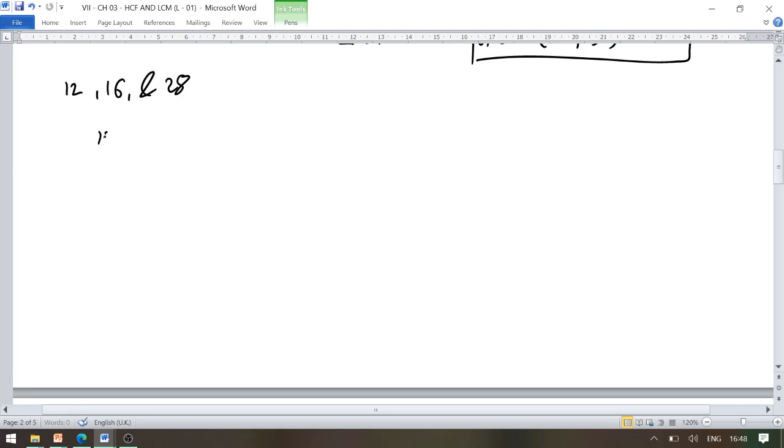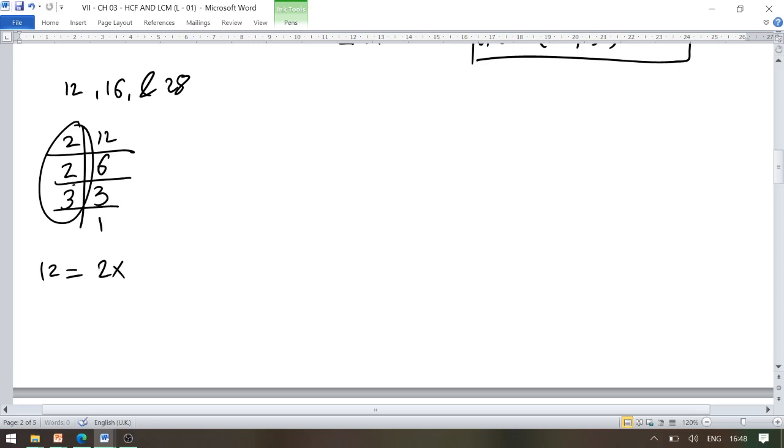So try to express firstly 12 as a product of its primes. We find the prime divisors of 12 by using vertical division. 2 6s are 12, 2 3s are 6, and at last 3 1s are 3. So 12 can be written as the product of its primes: 2 into 2 into 3.